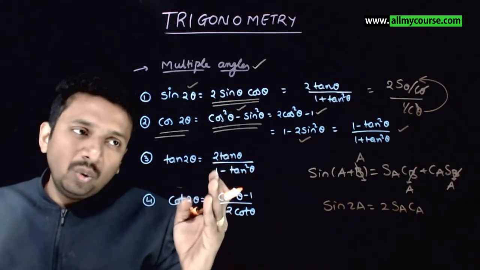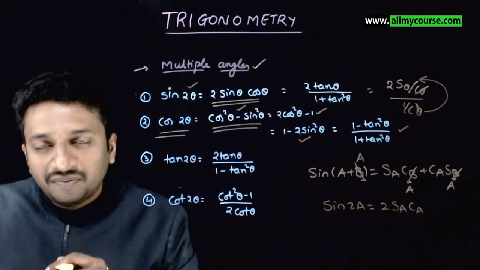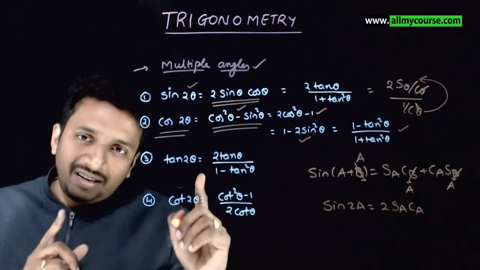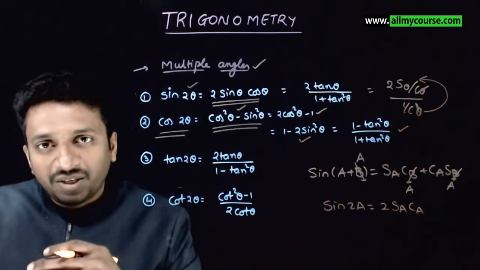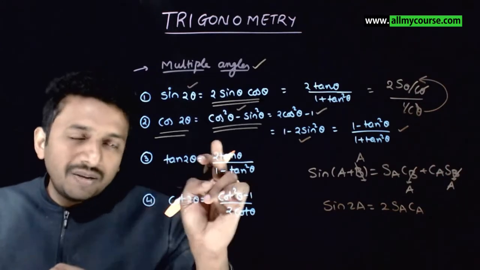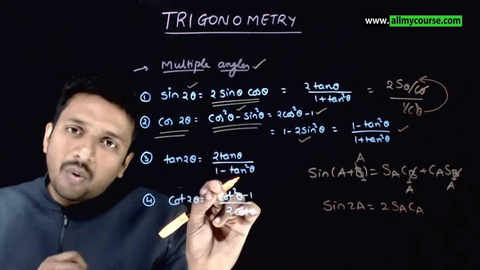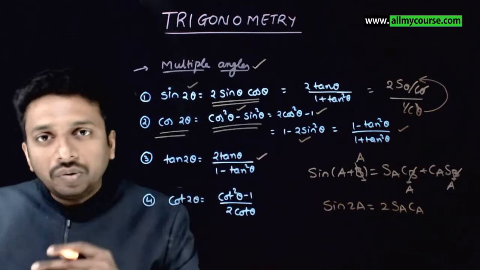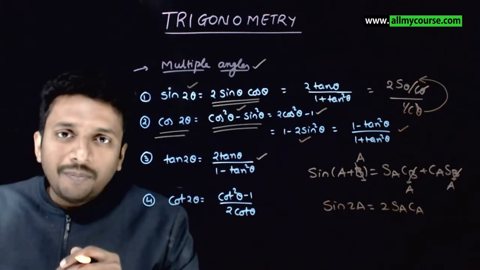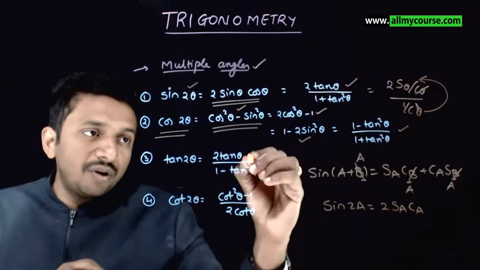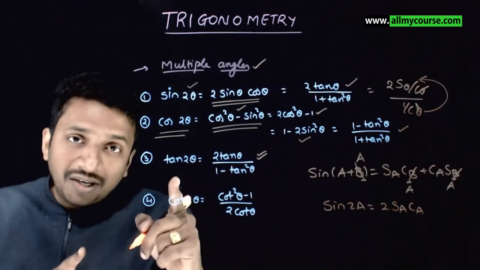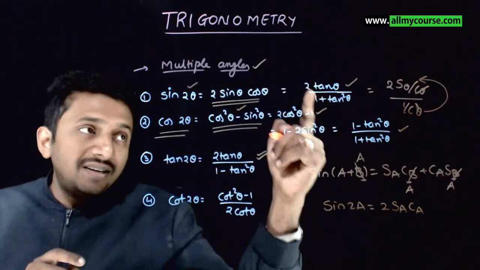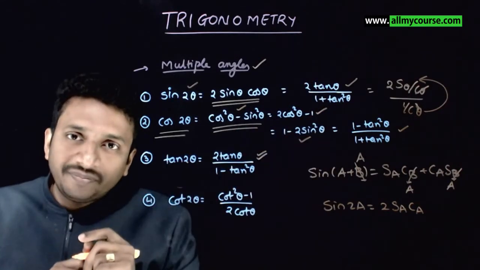Next, tan 2 theta is 2 tan theta by 1 minus tan square theta. This can also be found just by putting b equal to a in the formula of tan a plus b, tan a plus tan b. That becomes tan a plus tan a, 2 tan a, and 1 minus tan a tan b becomes 1 minus tan square theta. So tan 2 theta is 2 tan theta by 1 minus tan square theta. That's the difference between this formula and this formula. Tan 2 theta is 2 tan theta by 1 minus tan square theta. Sin 2 theta is 2 tan theta by 1 plus tan square theta.